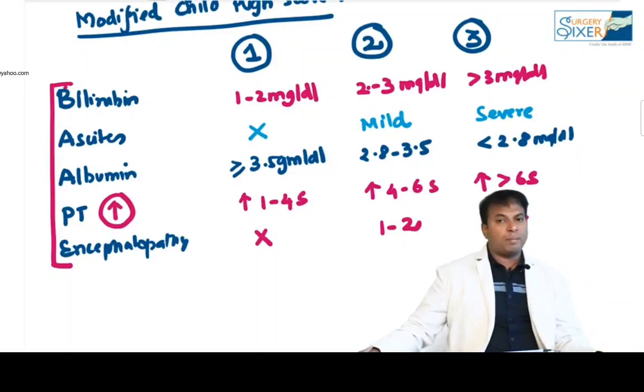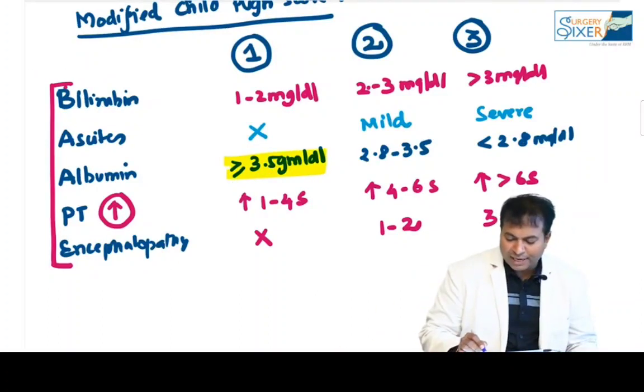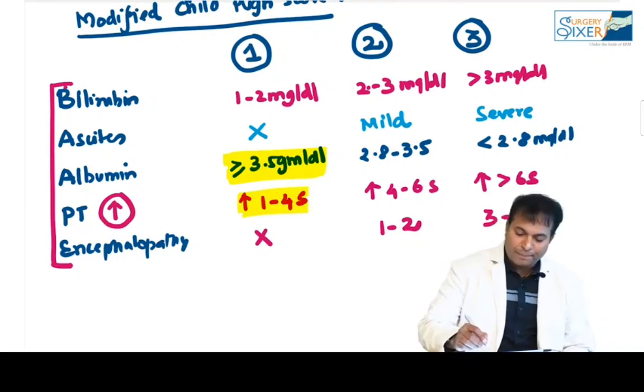Sometimes it is very difficult to remember the values. You have to mug up those values near exams. So very simple: one is normal albumin, more than 3.5 grams per deciliter, and prothrombin time is only 1 to 4 seconds elevated. And with all these things we make a count.